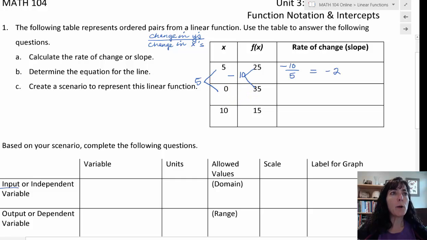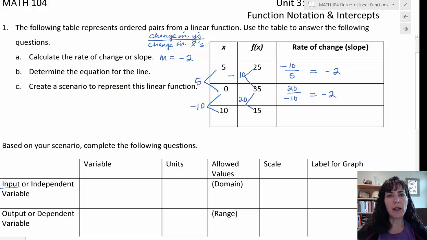Now I want to see if this is linear, so I'm checking the next pair, and that'll be 0 minus 10, which is negative 10, and then 35 minus 15, which is a positive 20. So again, change in y's, 20 over negative 10, so I get a negative 2 for the slope. I have the same slope between each of the pairs of points, so I'm pretty certain that this is indeed linear. And my rate of change, or my slope, is negative 2.